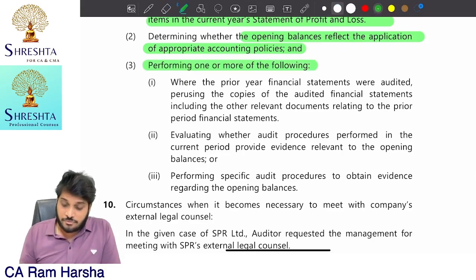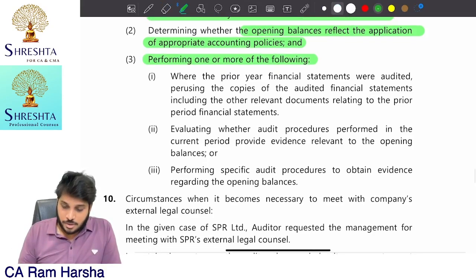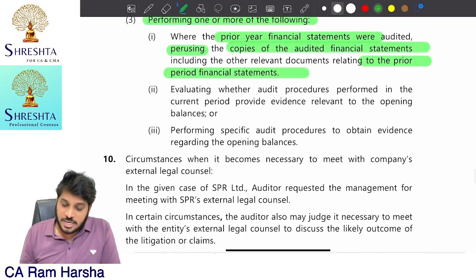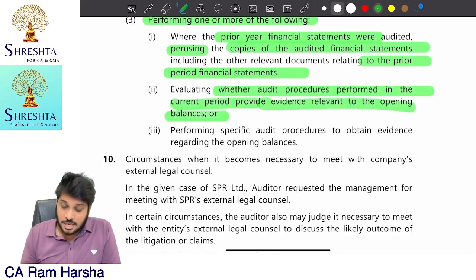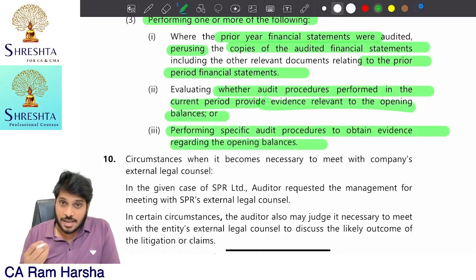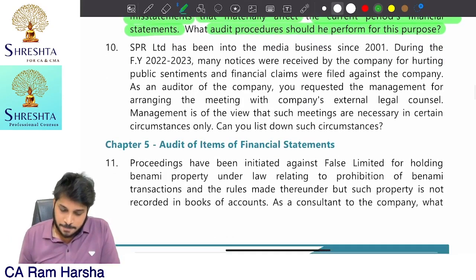Specifically, you need to perform the following. You need to compare prior year financials if they were audited. Perusing means verifying the copies of the audited prior period financials, and whether audit procedures performed in the current period are giving evidence, performing specific procedures to get evidence regarding opening balances. It's a straight question in SA 510.